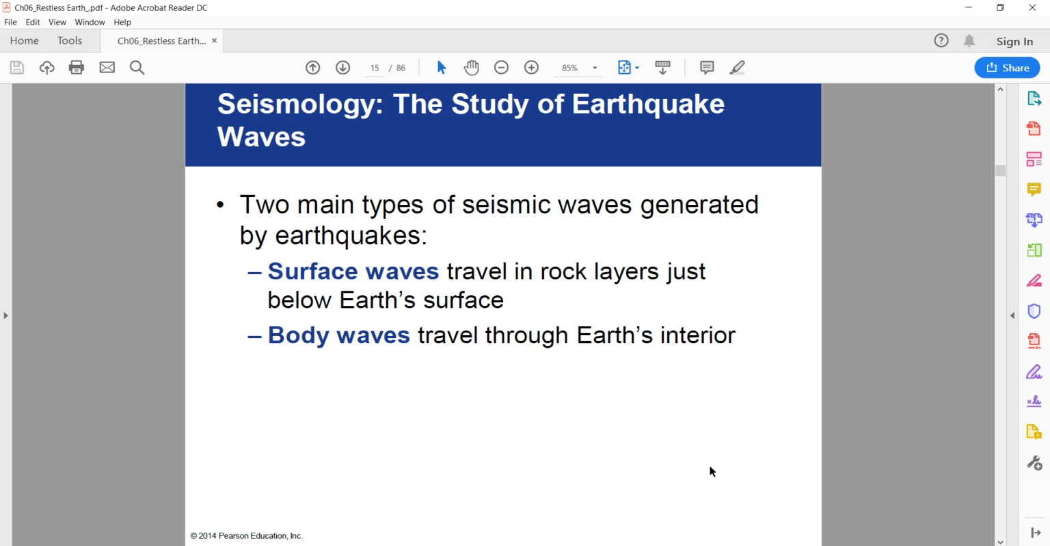There are two types of seismic waves. One is surface waves. As the name indicates, they travel on the surface, near the surface of the earth. Another one is body waves. Just like the name indicates, they travel through the earth's interior. Both are different types, so we will see the classification.